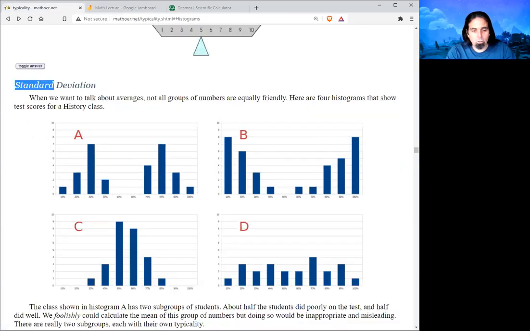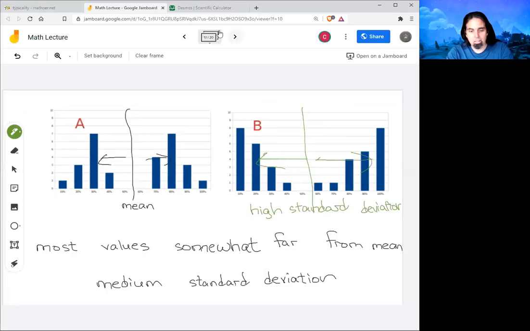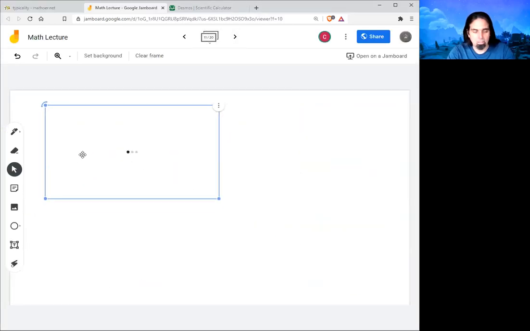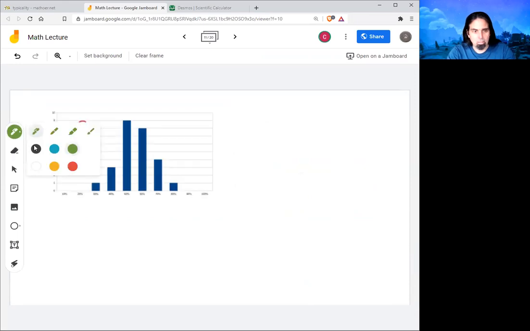Which chart has the lowest standard deviation? C. They're not exactly on the mean, but they're close to it. There's not as much distance apart. If I have C, then if I go just a little way out, I'm including most of them. This is a low deviation from the standard, a low standard deviation.